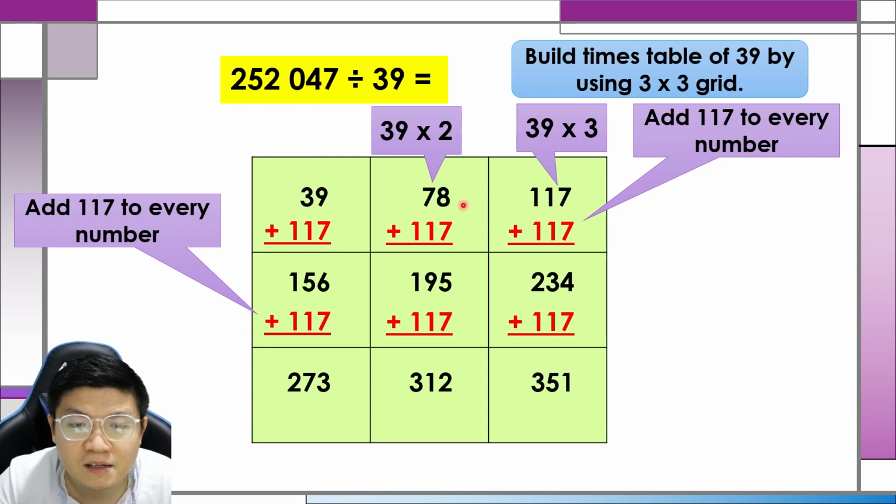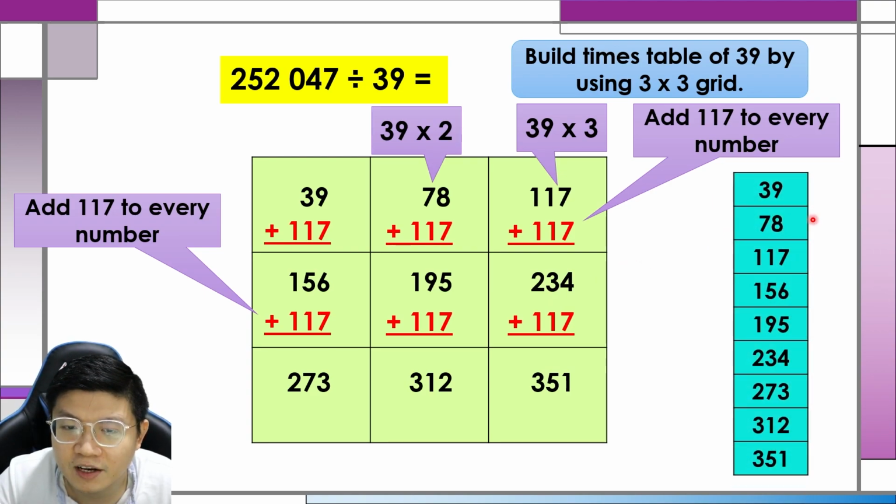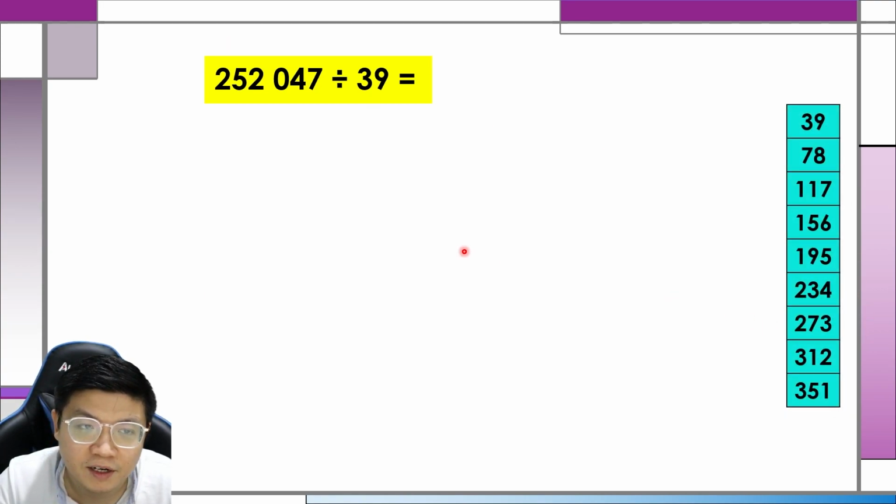So this black color number is actually your times table of 39, which I list down in here. 39, 78, 117, 156, 195, 234, 273, 312, and 351. So use this timetable to do the division. By taking the times table that we built, we can solve the division already.